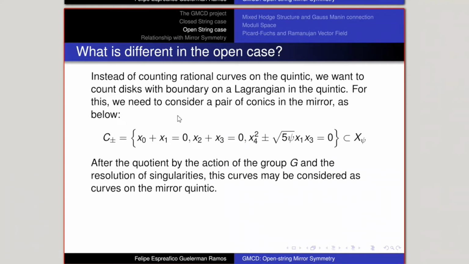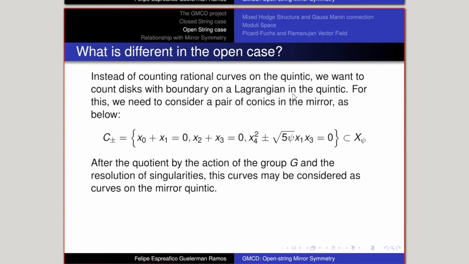And so we have this. We want to count these disks, and what happens is that we need to consider what is mirror to this Lagrangian in the mirror Quintic.